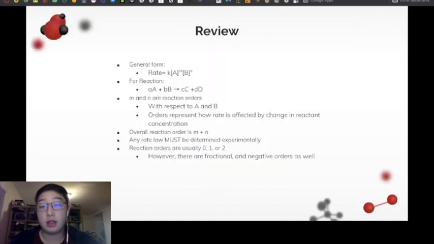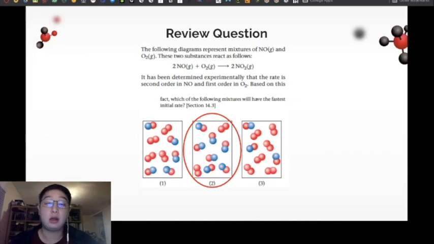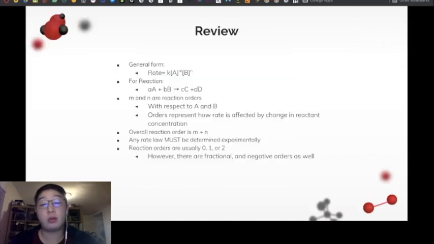Just as a little bit of review, the general form of a rate law is rate is equal to k times the concentration of reactant A to the power of m times the concentration of reactant B to the power of n. And then for the reaction shown on the slide here, m and n are reaction orders with respect to A and B, and orders represent how rate is affected by change in reactant concentration, which is the theory behind what we used in the question on the previous slide. Overall reaction order is m plus n, and any rate law must be determined experimentally. Rate orders are usually 0, 1, or 2. However, there are fractional and negative reaction orders as well.